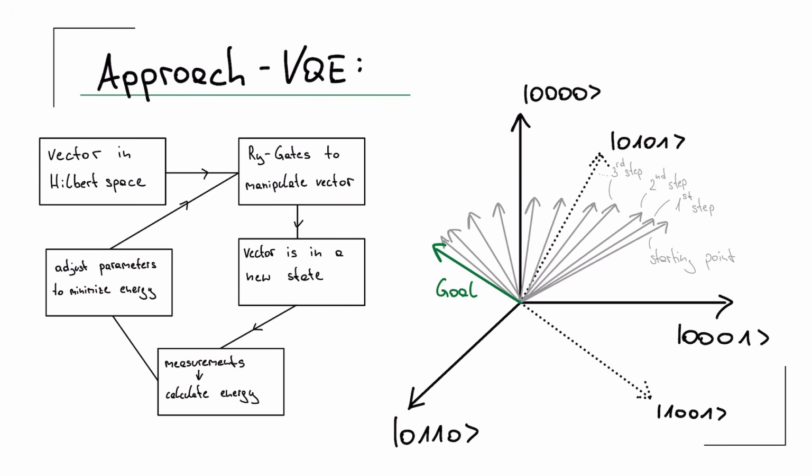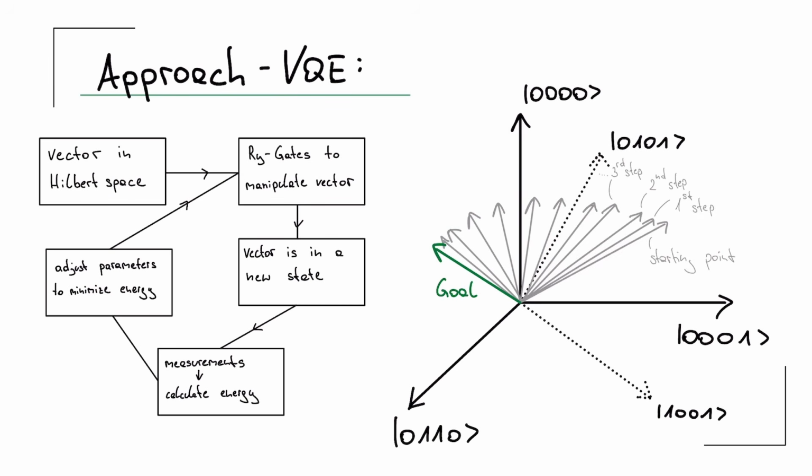We don't know what this vector looks like or where it is, and we need to find it. What we do now is apply our RY gate to manipulate our vector. For those who don't know what an RY gate is, just imagine that we're applying certain operations to our qubits that simply change the amplitudes of the individual basis vectors, which in turn changes our overall state vector in the Hilbert space. That's what we do.